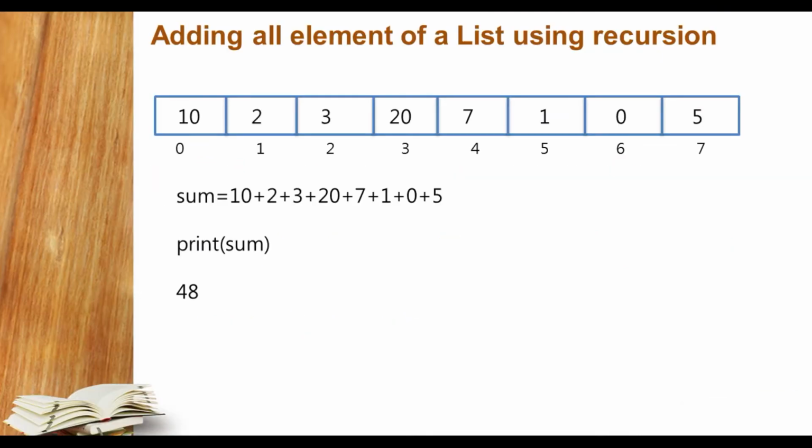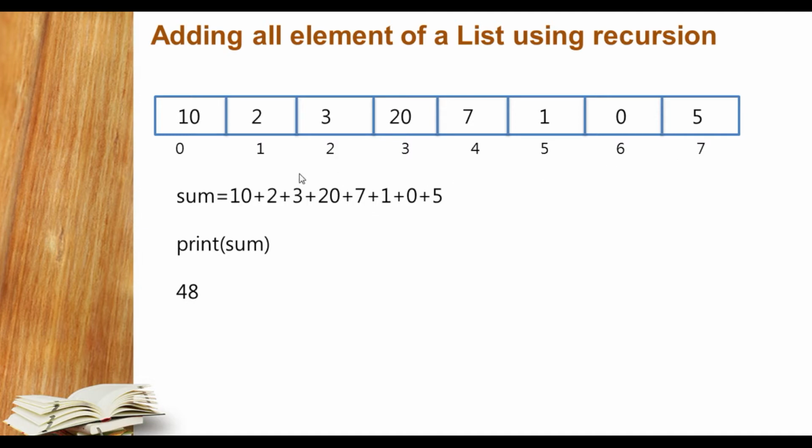So let's begin, student. So here you can see, I am talking about adding all elements of a list using recursion. Suppose that we have a list that is given here in a diagram. You can see that the elements are 10, 2, 3, 20, then 7, 1, 0, 5. Any element can be possible, but elements should be numbers only, either float or integer. So we can consider the elements in integer format, okay, and their indexing starts from 0, 1, 2, 3, 4, 5, 6, 7, that is n minus 1.